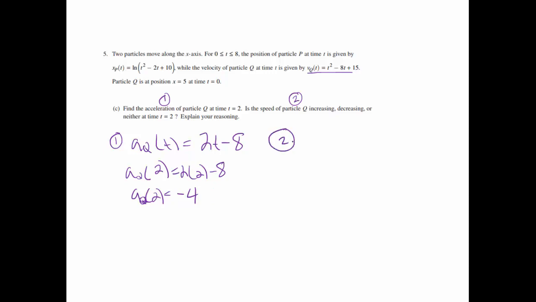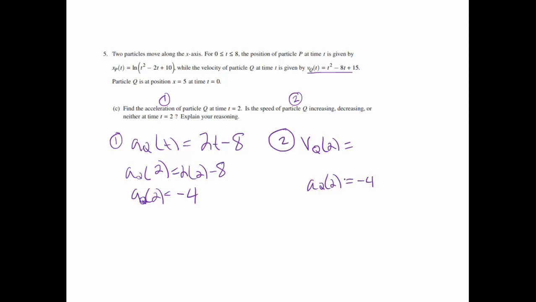Part 2 says, is the speed of particle Q increasing, decreasing, or neither? So I know for this one I need to compare the velocity and the acceleration. So I need to know the velocity of the particle at 2, and then I need to know the acceleration of the particle at 2, which I already know is negative 4.